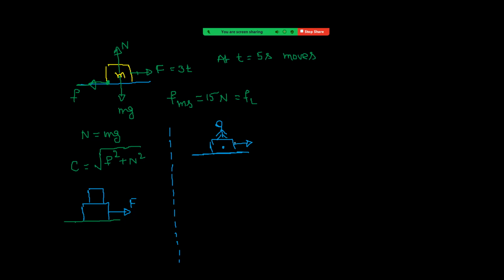Person weight is less, we have to apply less force to bring this system into motion. That means limiting friction depends on normal reaction. So limiting friction is proportional to normal reaction. That means if the block has less mass, we can move the block with less force. If the block has more mass, we have to apply more force. That means this limiting value is proportional to normal reaction. More is the normal reaction, more is the limiting friction, because normal reaction depends on weight.